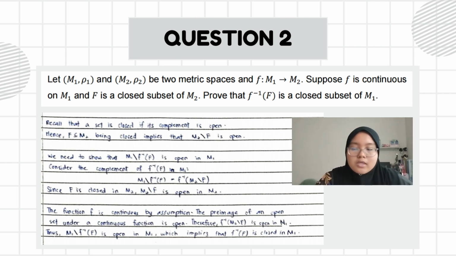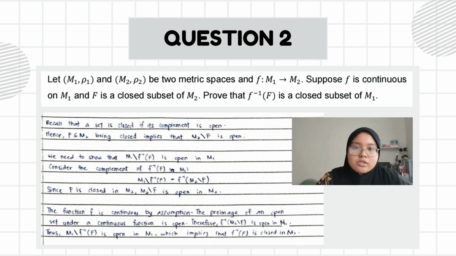For question 2, it is given that (M1, rho 1) and (M2, rho 2) are two metric spaces, and it is also given that F, mapping M1 to M2, is continuous on M1, and F is a closed subset of M2. The question asks us to prove that the inverse image of capital F is a closed subset of M1.